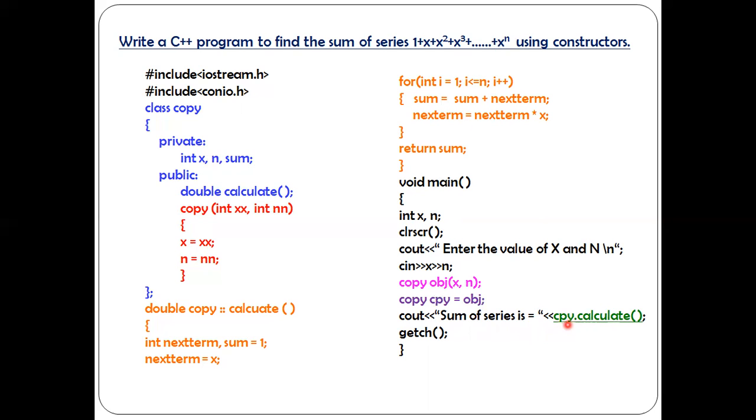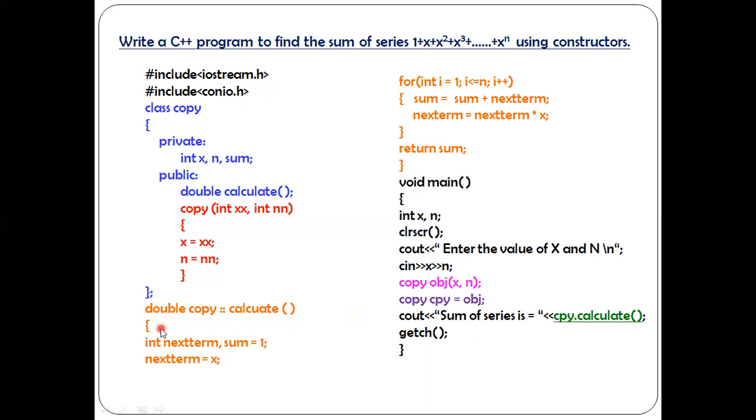That is why we have just made a change in the color and put an underline for this. Cpy is the name of the object, a new object name. Dot is a member access operator. Calculate is a member function. Directly it will take you to the calculate member function here, this particular line. Okay. So here double is the return type specifier. Copy is the name of the class. These two colons are called the scope resolution operator. Calculate is a member function, right?